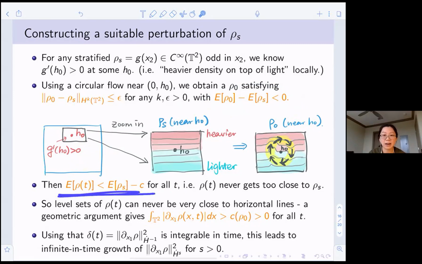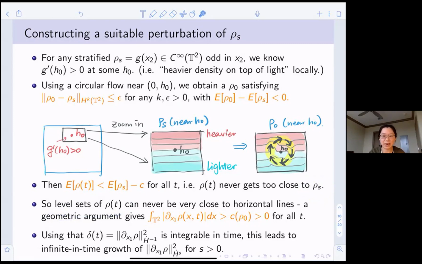And for all the later time, there has to be a gap from the actual potential energy of rho t with the potential energy of rho s. Okay, so this gap guarantees that for all the future time, our solution can't be getting too close to rho s. And because rho s is the only stratified state that is topologically reachable from rho 0, it means that not only it never gets too close to rho s, but actually with some extra work, we can show that the level sets can never get too close to any horizontal steady state.